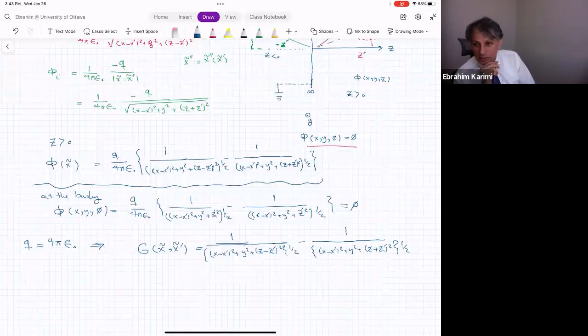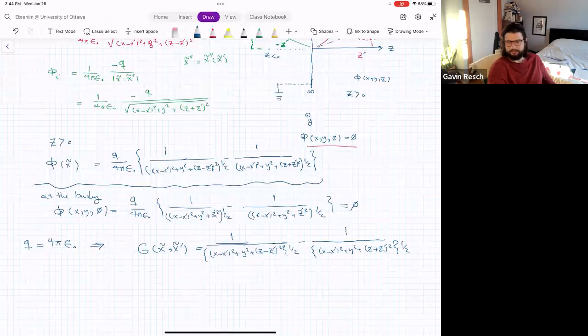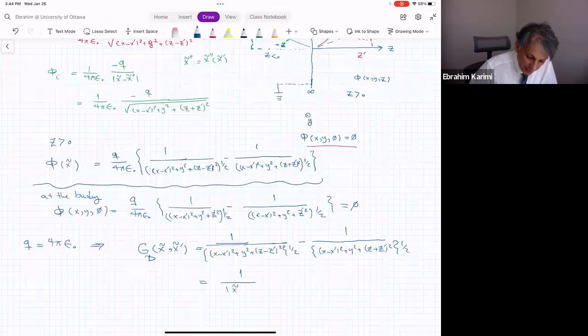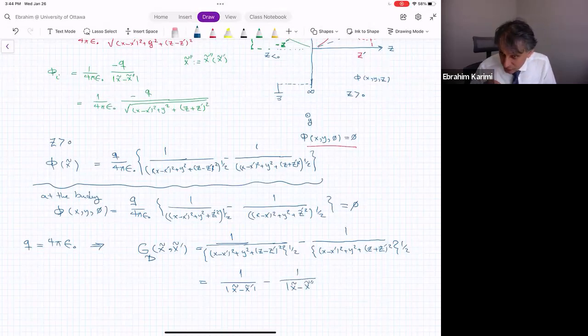What is the g value at the boundary? 0. Exactly, we just checked that. So that's a Dirichlet boundary condition, or the Green function for Dirichlet. If I want to write it in the formalism, that is 1 divided by |x minus x prime| minus 1 divided by |x minus x second|, where x second was a function of x prime.